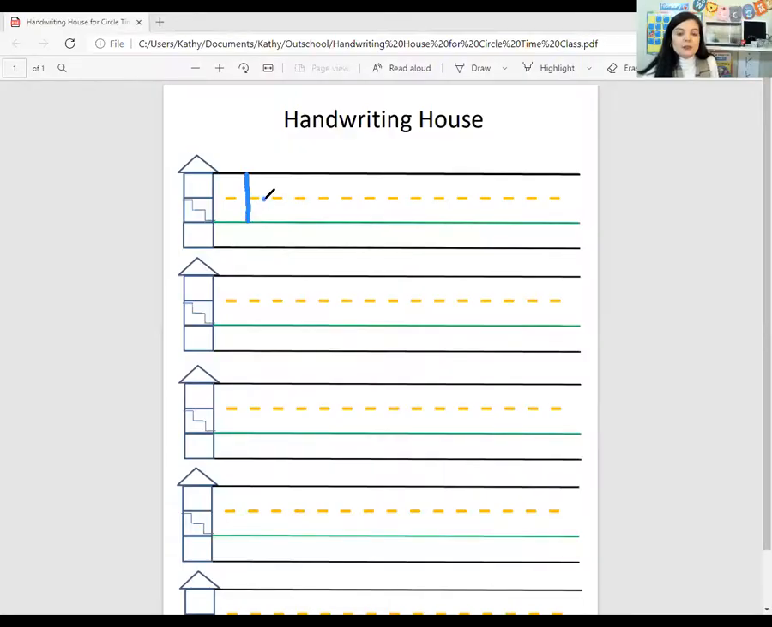So let's make a lowercase k on the handwriting house. We're going to start by making a number 1, just like before. But then we're going to come to the middle line. We're going to slide, slide, all downstairs. So make that number 1, and then slide, slide. Okay, there we go. How about if I make one more to show you? Make a number 1, come to the middle, and then slide, slide.